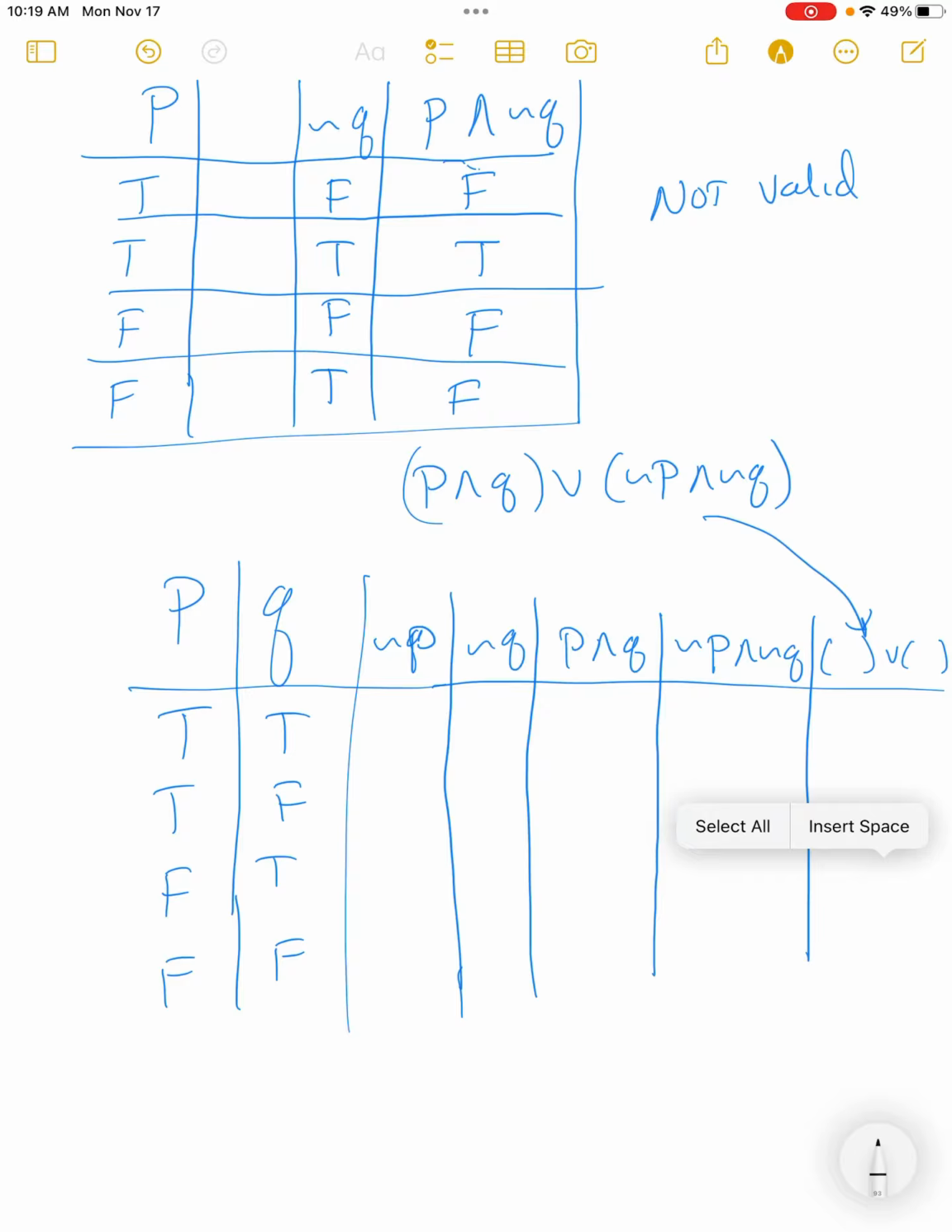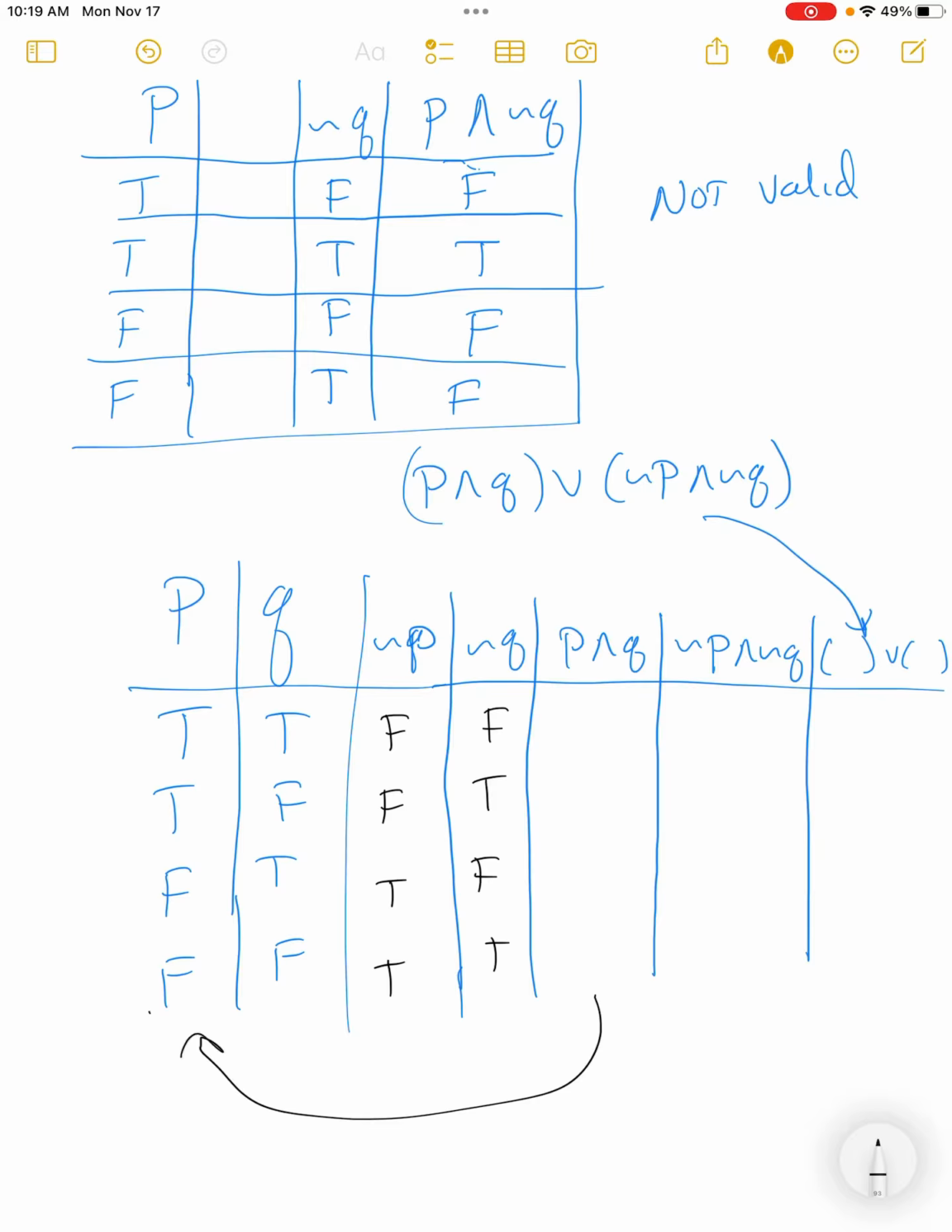Great, it's allowing me to switch colors now. I'm not sure why. So the negation of P. Well, P's that first column. Well, we know that. It's false, false, true, true. Negation of Q. False, true, false, true. P and Q. Okay, here's P and Q. So I'm looking at these two columns right here being ANDed together. And it's just my regular truth value. With AND, they both have to be true for the whole thing to be true. So I get true, false, false, false.